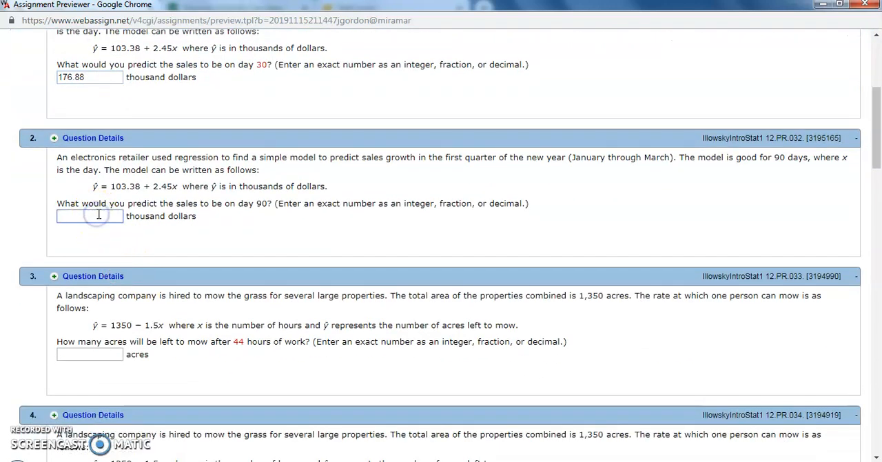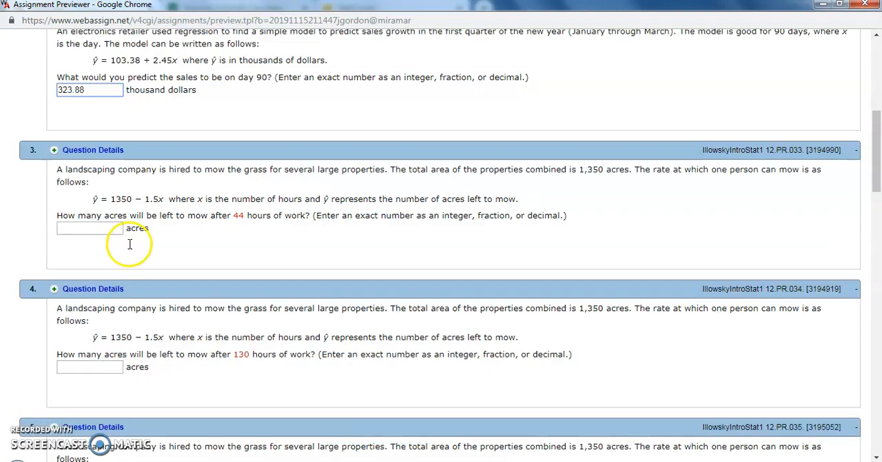And then day 90, same thing. It's the same problem, and we're going to change it to 90, and we get 323. And now for 44, they've changed it, so it's 1350 minus 1.5, and then plug in 44, and you get 84.